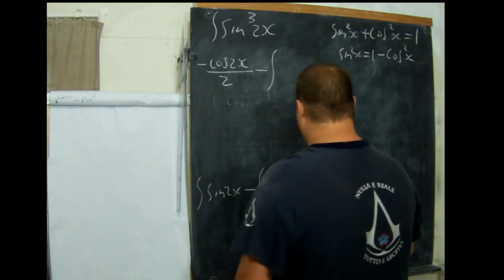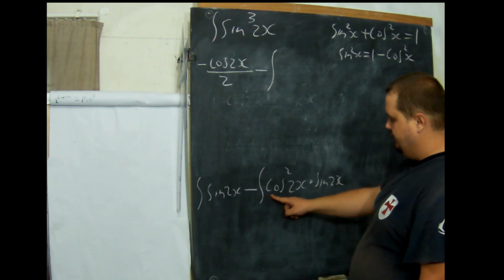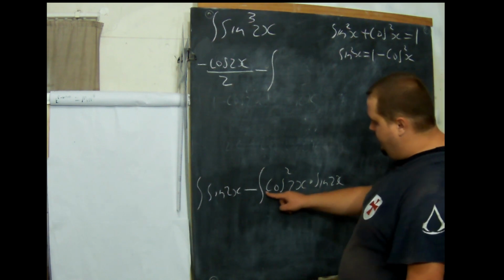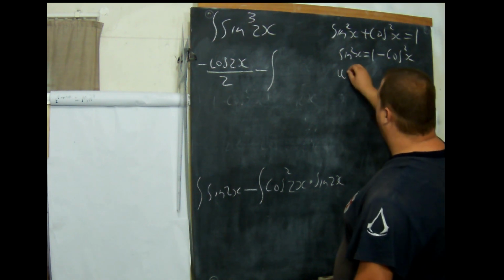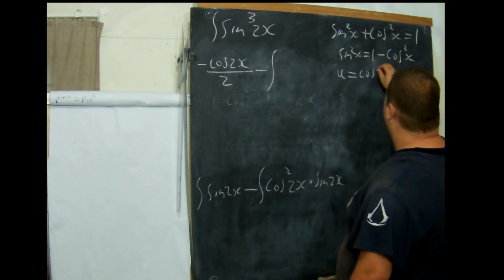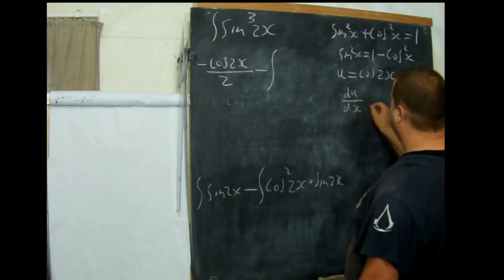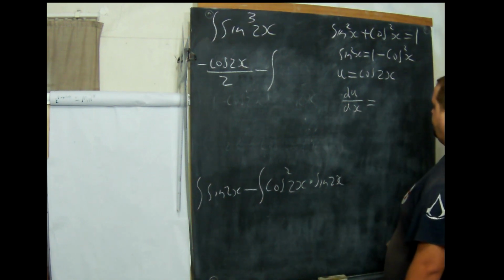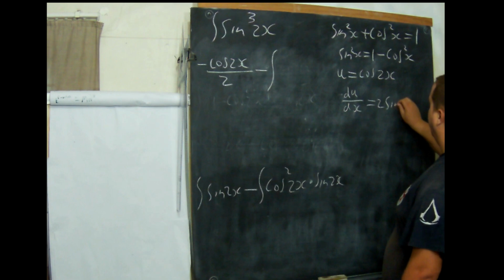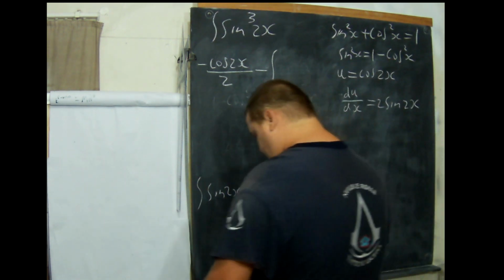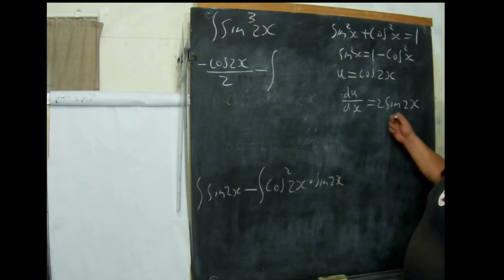So, we're going to integrate. Now, because this has an exponent and this doesn't, we need to get rid of this because integration only likes one term. So, because integration likes one term, we have to get rid of the sine 2x. How we get rid of it is say u is equal to cos 2x. Now, du over dx is equal to minus 2 sine 2x. That's the differential of this.